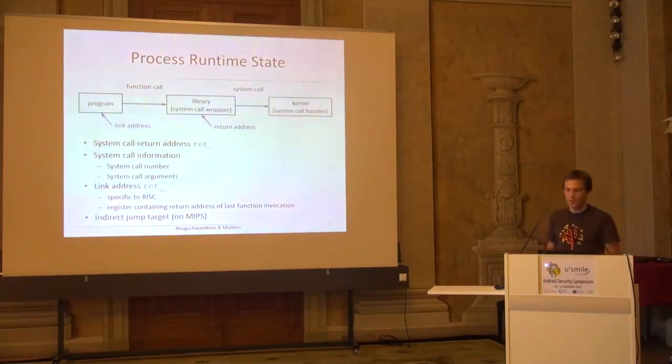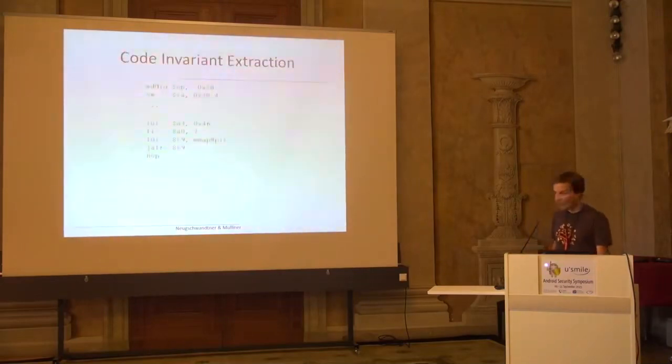And on MIPS, there is actually even one additional register that we can use, because the ABI on MIPS specifies that you usually use an extra register to perform indirect jumps, so we have the target for this one as well.